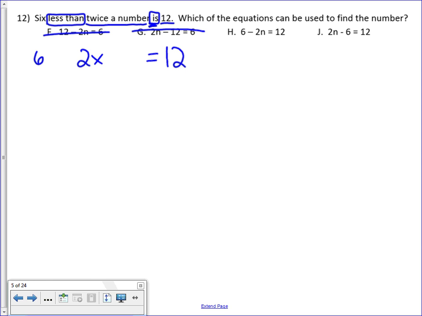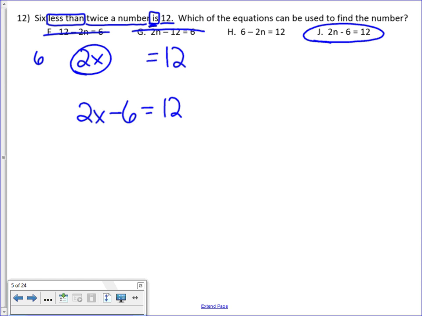Remember, 6 less than twice the number, that means that number is there already and we're taking 6 less than it. So this is here first, so it's 2x minus the 6 is equal to 12. So I look up here at my answers, and it looks like my answer then is going to be J. The only thing is I used n instead of x, and that's perfectly fine to use a different variable.